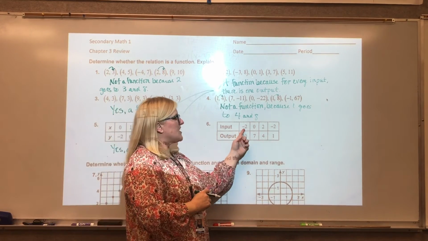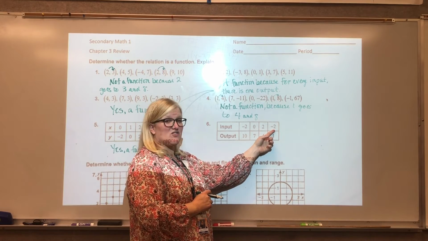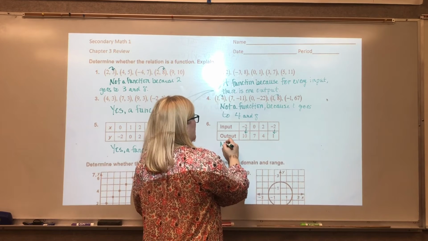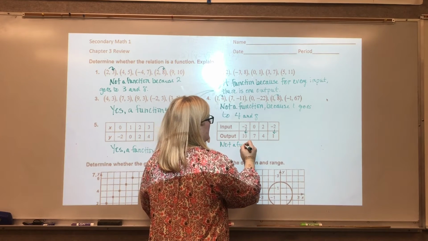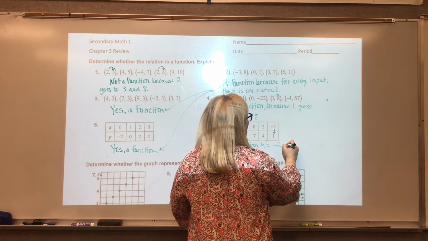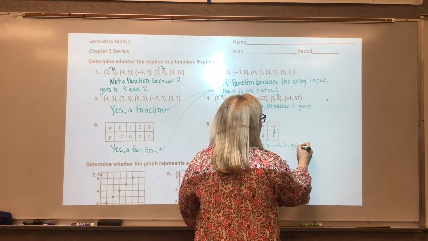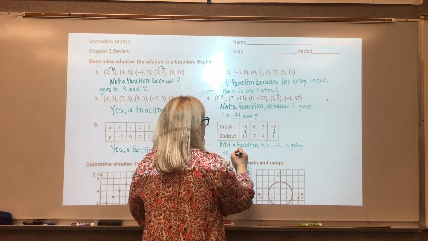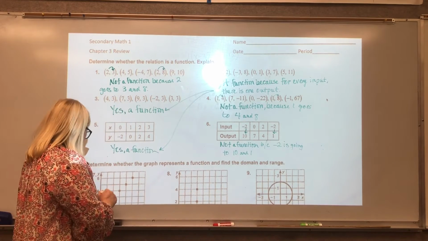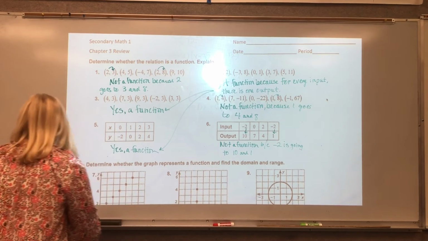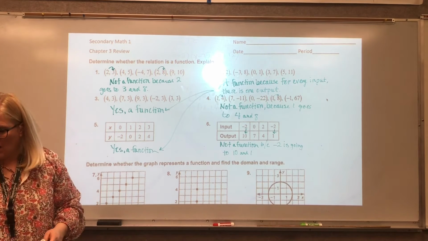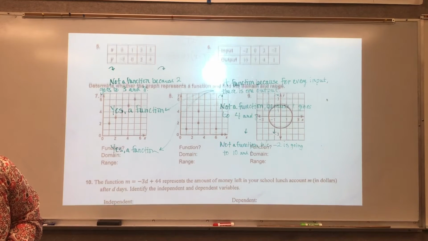Okay, here I have -2, 0, 2. Here's -2 again. So -2 is going to 10 and it's going to 1. So not a function because -2 is going to 10 and 1. All right, my marker is running low. I hope you can see that. Okay. All right, so let's move on here.